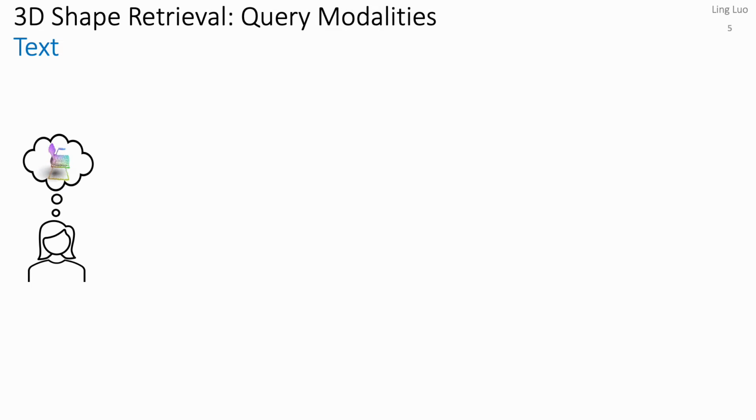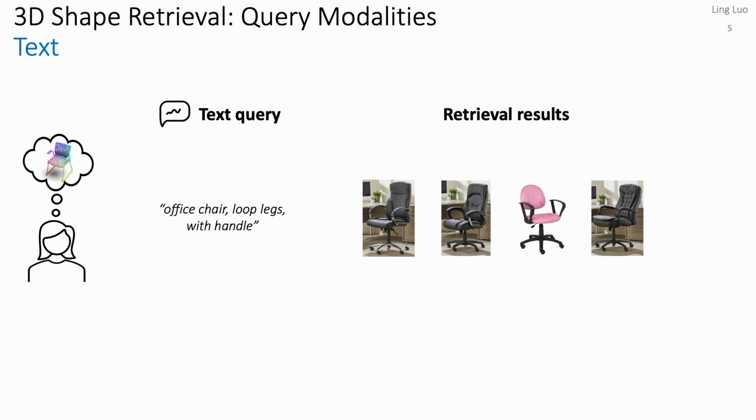Although text is the most commonly used query type, it is hard to convey spatial structure through text. In this example, the user has some shape in mind that she or he wants to retrieve. Even with a fairly detailed textual description, the returned results are still likely to not match the imagined shape. Such a system would leave the user unhappy and frustrated.